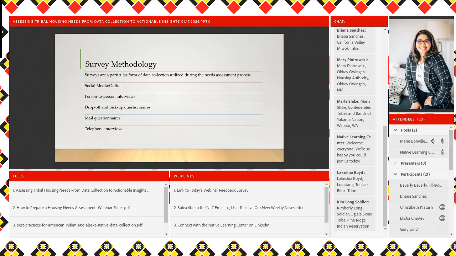As I said before, social media and online is a good option. Person to person, drop off and pick up are options as well. When you have someone in front of you and you're filling it out, there's a little bit of an incentive for just getting it done. Sometimes you can work with community partners and give them tchotchkes, little things that they get for free if they fill it out, which is always helpful.